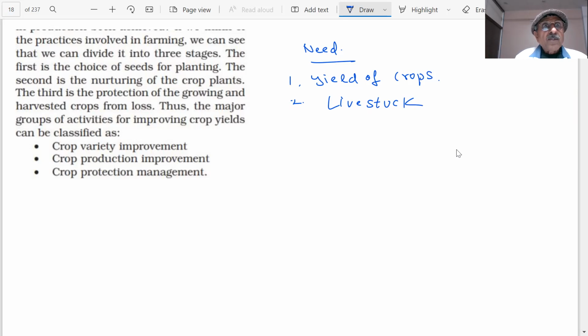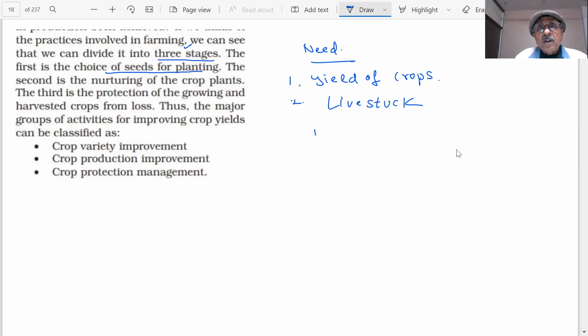And for this, we are saying the practices involved in farming, we can divide into 3 stages. Mainly our economy is agrarian, agriculture based. Now, of course, so much industrialization has taken place and industries and machines have taken over. But you already know that agriculture is very, very essential and important. So agriculture, livestock, poultry, fisheries, and beekeeping, all this is a part of where we want to improve. So when we talk of farming, students, we can divide it in 3 stages. The first is the choice of seeds for planting.